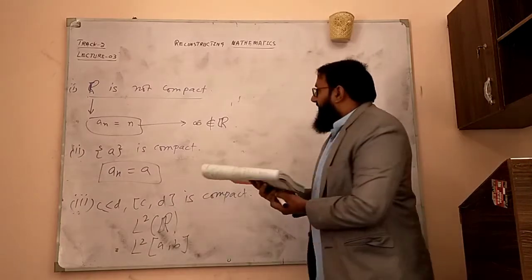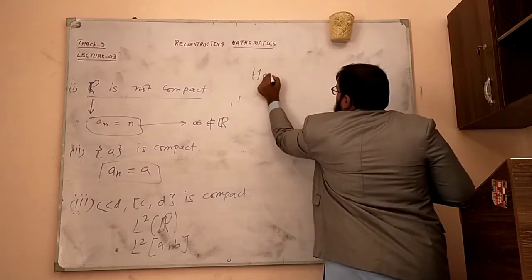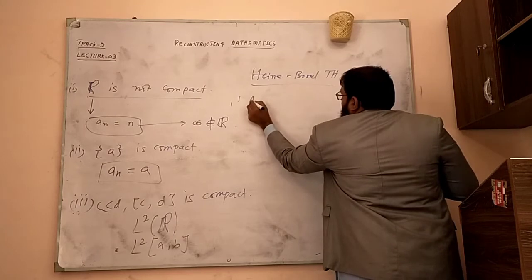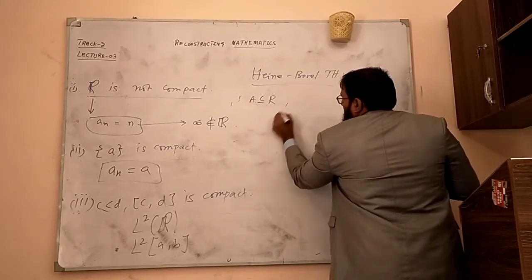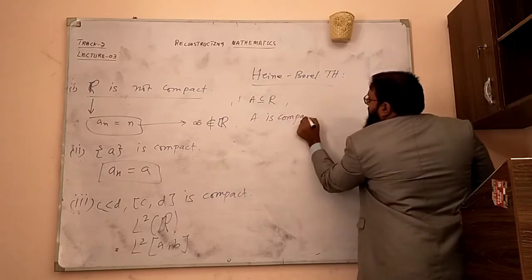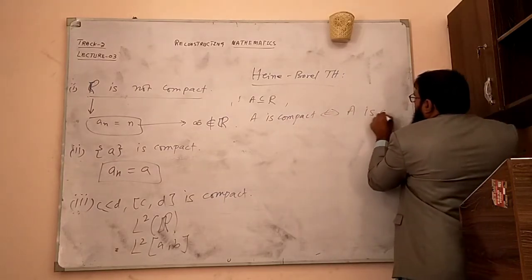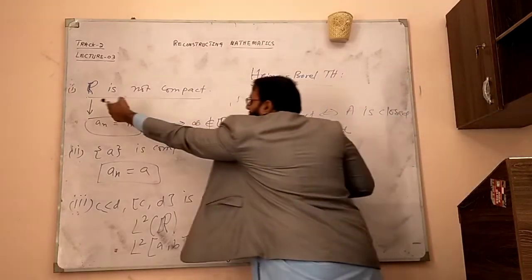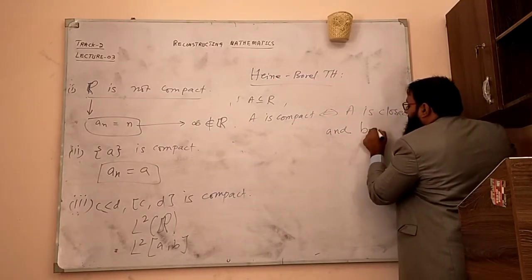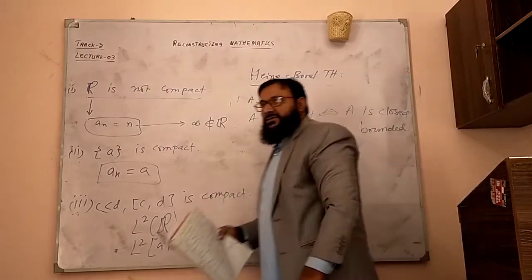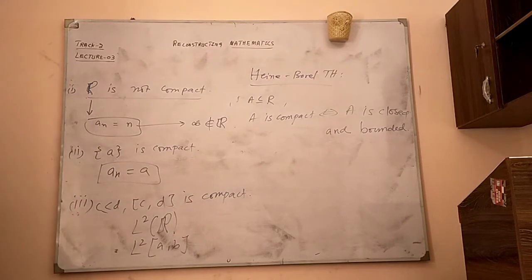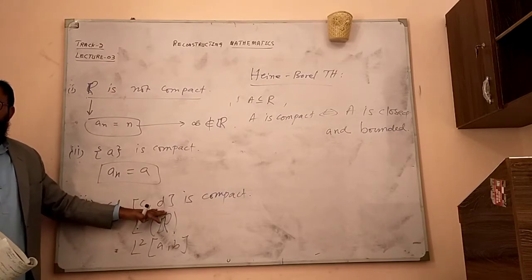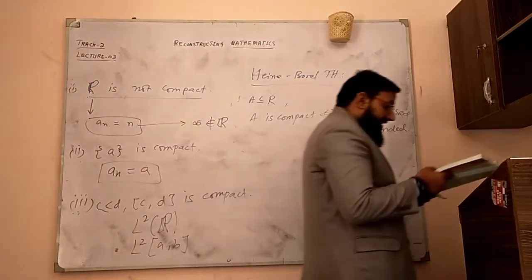Okay, what is the statement of the Heine-Borel theorem? It says that for A a subset of R, A is compact if and only if the set is closed. There is an additional property: it should be bounded. So if a set is closed and bounded, it's compact. This is closed, but not bounded, so it's not compact. This is closed as well as bounded, so this set is compact. So this is the statement of the Heine-Borel theorem.